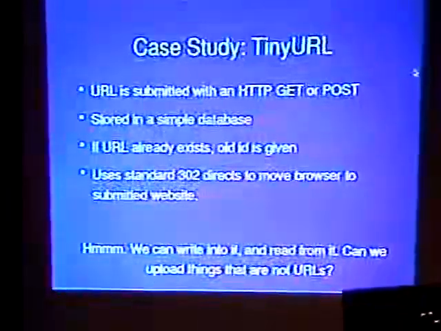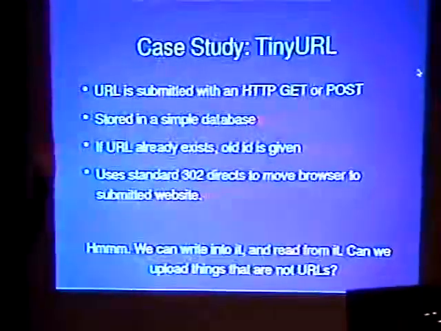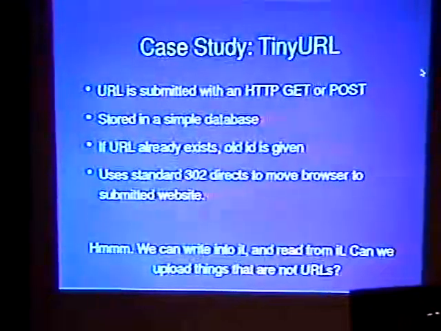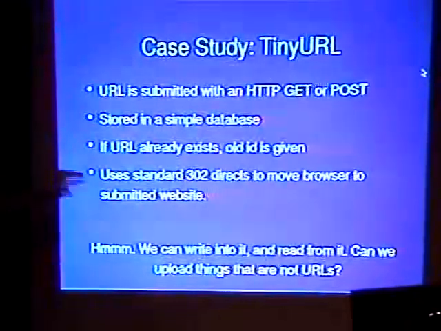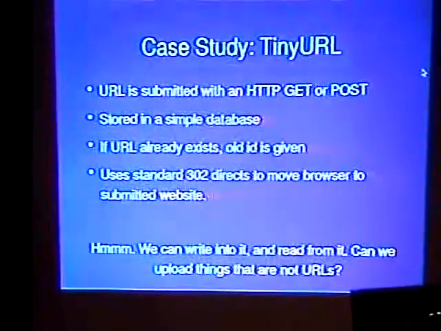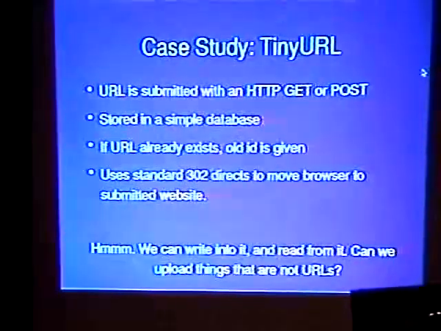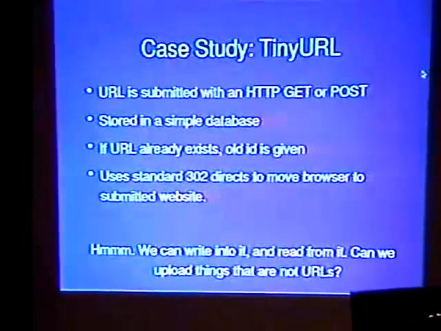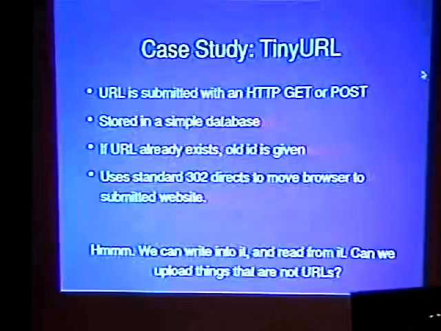So you submit a URL. It gets stored in a very simple database. If the URL already exists, the ID that's already been issued is given. And it uses standard 302 redirects to move the browser to the submitted site. So I go to tinyurl.com/24, and it 302 redirects, go to CNN.com. So, this is kind of interesting. We can write into this database, and we can read from this database. What else can we stick in there?